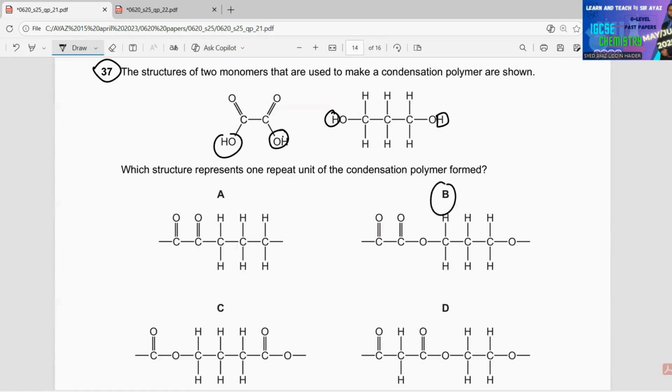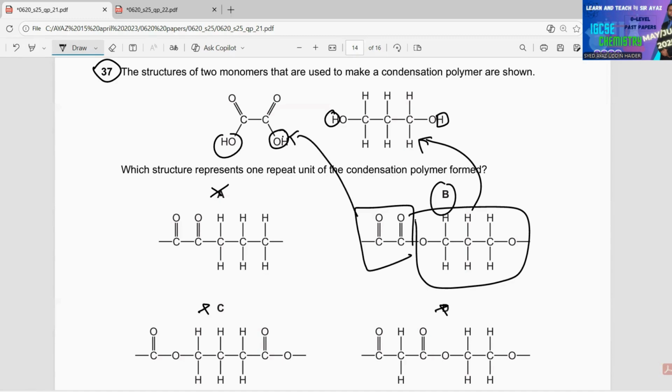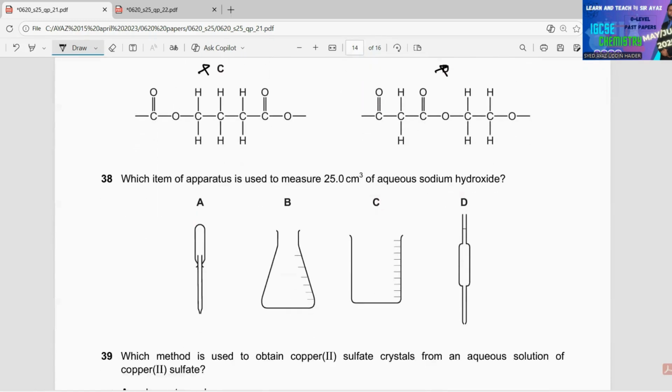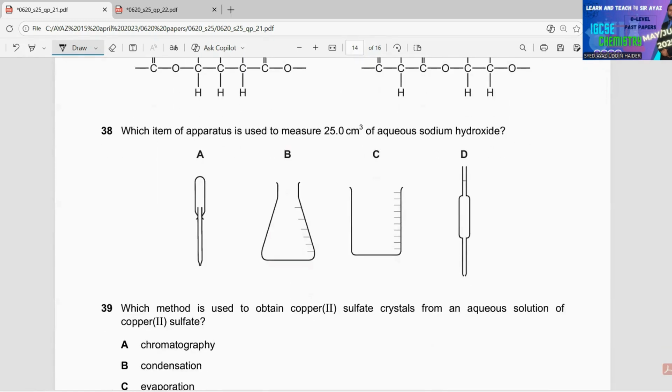B seems correct to me. I will check the other choices also. All the other choices are incorrect. B only seems to me correct, because if you look at this, it must be coming from this one, and this part is coming from this monomer. So B is the right answer in this case. 38. Which item of apparatus is used to measure 25 centimeter cube of aqueous sodium hydroxide? It must be pipette. D must be the right answer in this case.